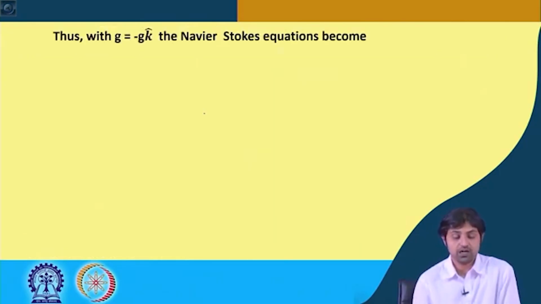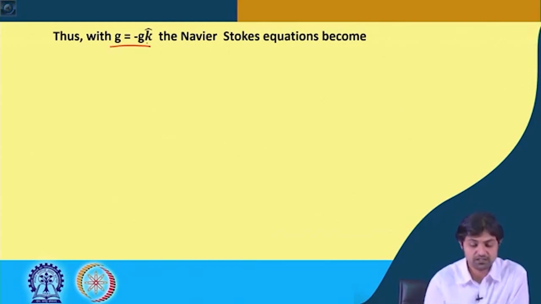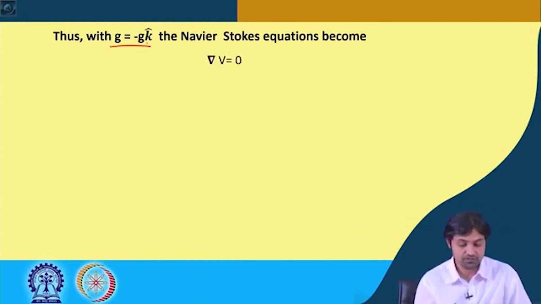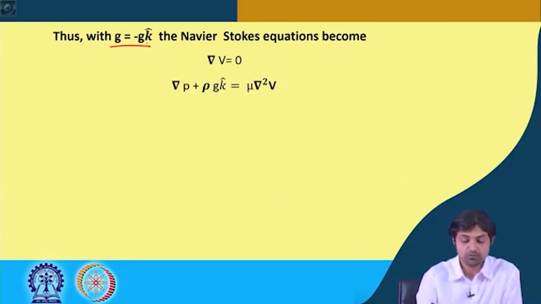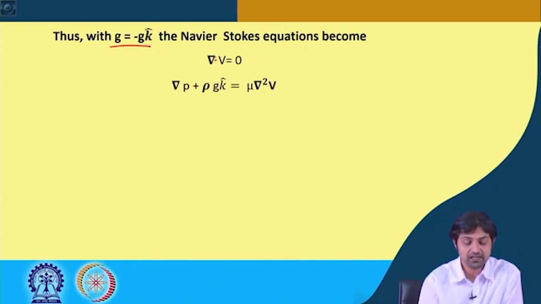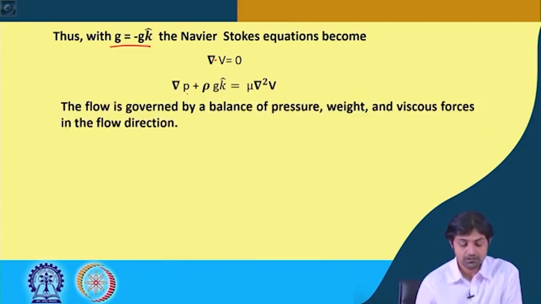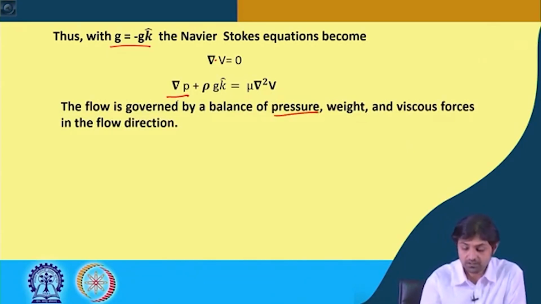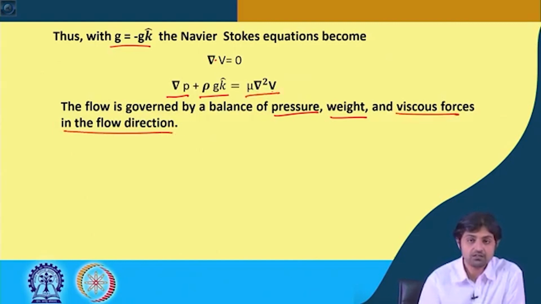Therefore, if we write with g as minus g in terms of vector, the Navier-Stokes equation, so the continuity equation will be del dot v is equal to 0, and the right hand side can be written as minus del p plus rho g k plus mu del square v, correct. Now the flow is governed by the balance of pressure, weight and viscous forces in the flow direction. All right.